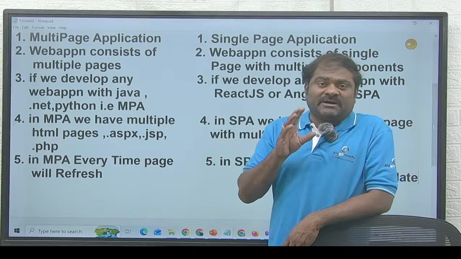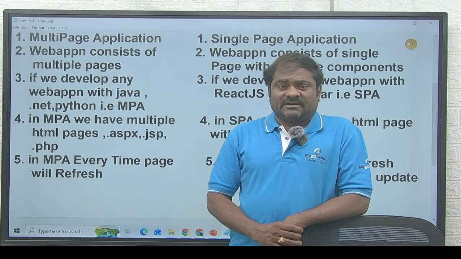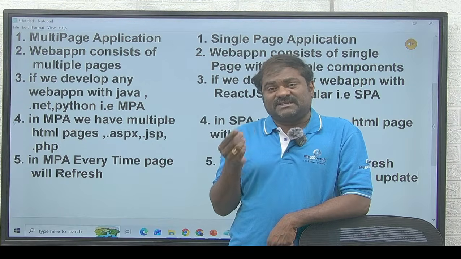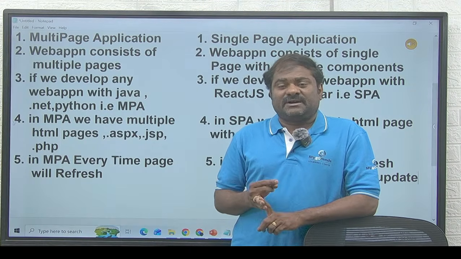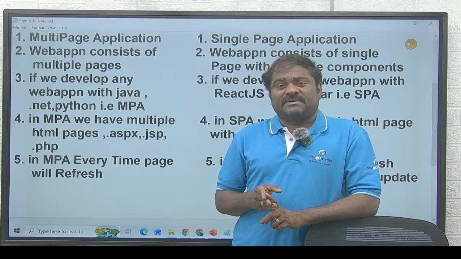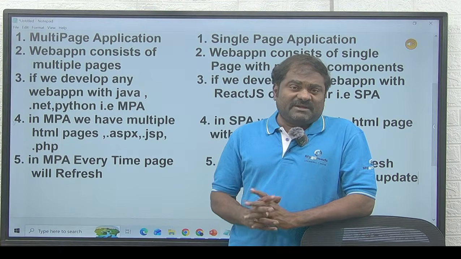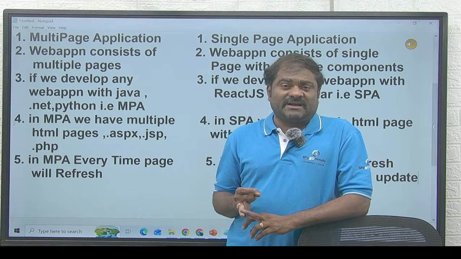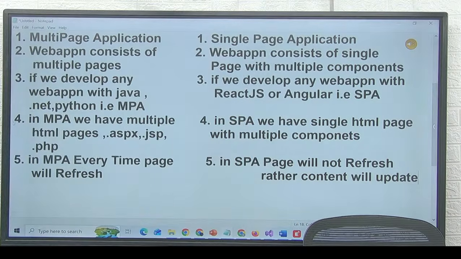That is the reason. The first point, you must have the knowledge: what is the difference between multi-page application and single-page application? If a website consists of multiple pages, that is called a multi-page application. If you develop any application with complete Java or complete .NET or complete PHP or WordPress or complete Python, that application is called a multi-page application. If you develop the application with the support of Angular and React.js as front end, and for the backend you can use Java or .NET, that type of application is called what? Single-page applications.